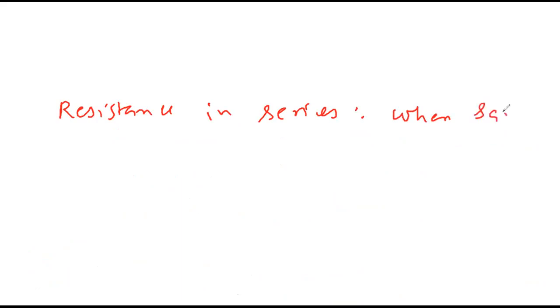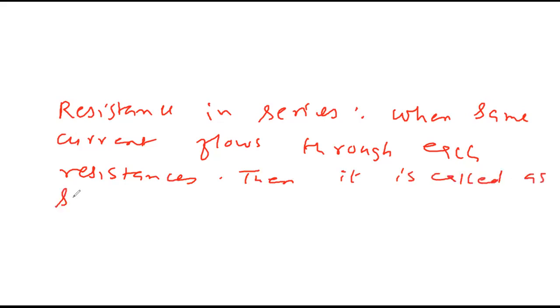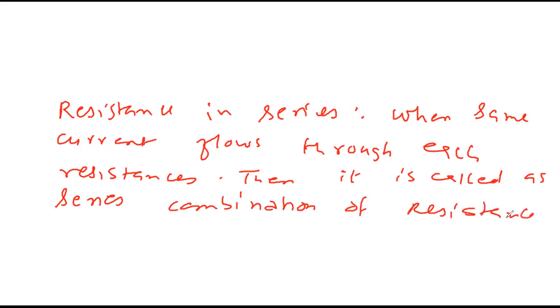Then write resistance in series. When the same current flows through each resistance, then it is called a series combination of resistance.